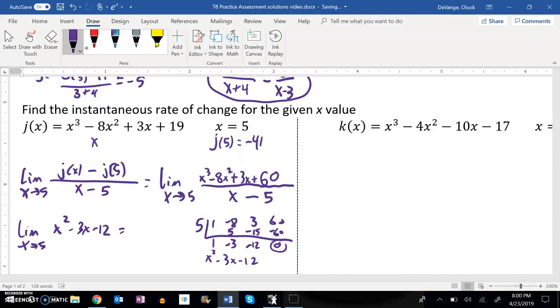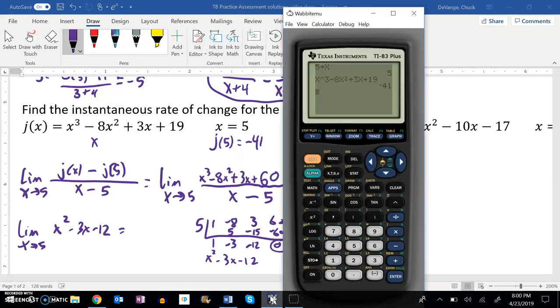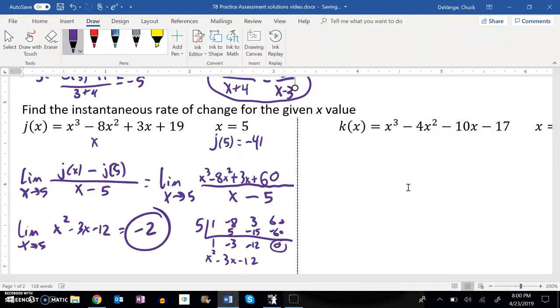So let me plug 5 into that. And what's nice is I already have x as 5 on my calculator. So how about I just go x squared minus 3x minus 12, negative 2. So that's how steep this function is when x is 5. At that point, 5, negative 41. It's the instantaneous rate of change, also the derivative.